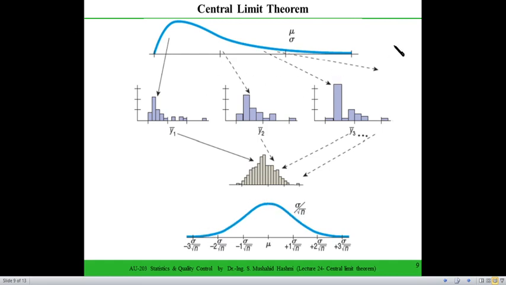Whatever your distribution is, if you take samples and each sample has a different mean value, and if you plot the distribution of those means, you end up with a normal distribution with the mean value the same as the population mean, and the standard deviation would be sigma over root n.